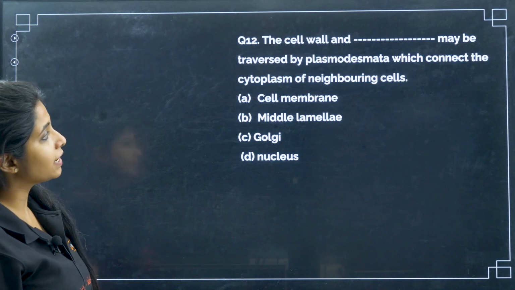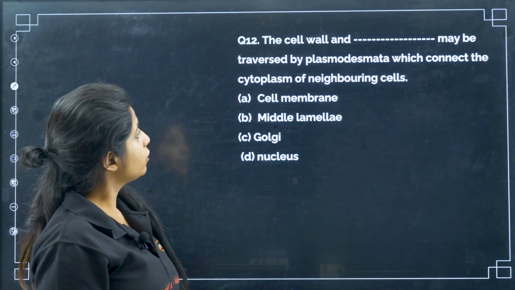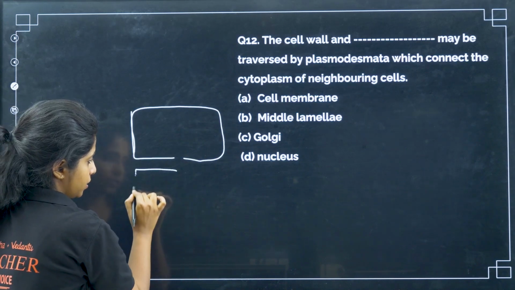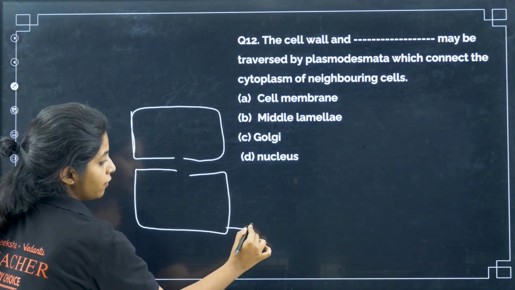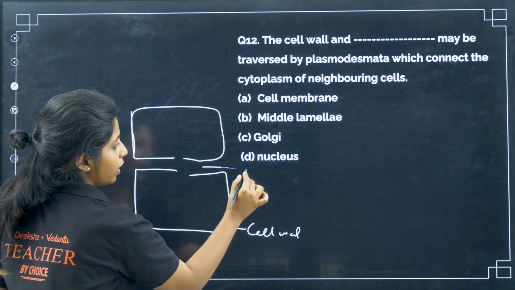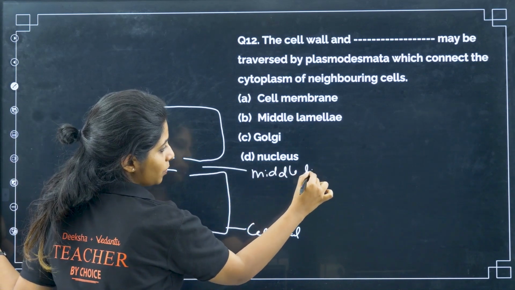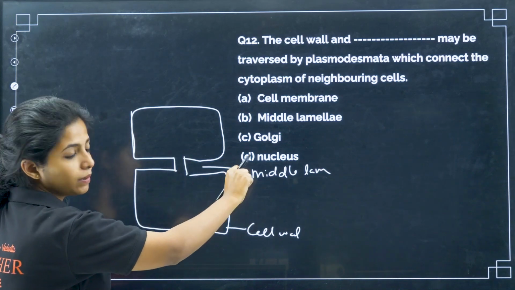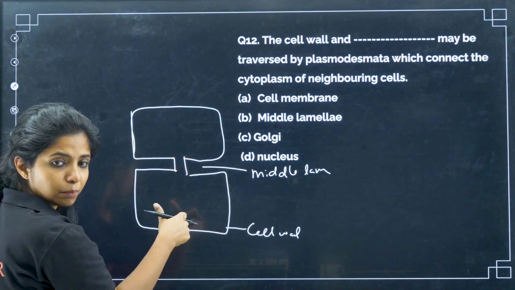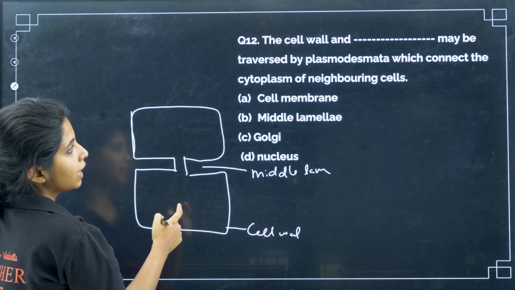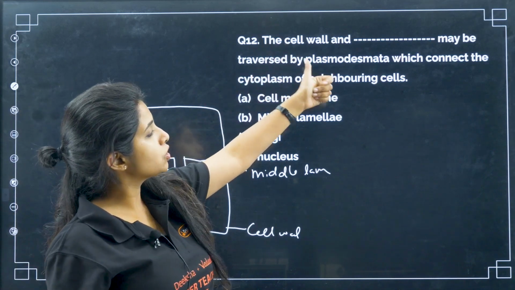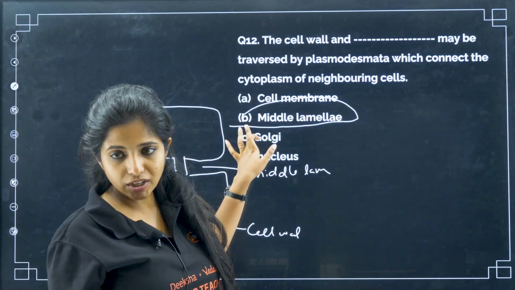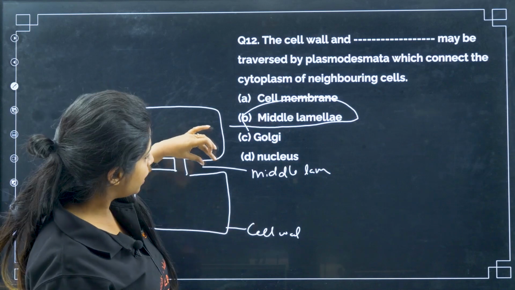Next, the cell wall and dash may be traversed by plasmodesmata which connects cytoplasm of the neighboring cell. So what happens, suppose this is a cell and this is a cell. So the outermost layer that you have is cell wall for sure, and in between that what do you have? You have middle lamellae. So you have to make a pore like this. Don't you think this pore should be traversing the middle lamellae as well? Yes, it should be. So can I say the cell wall and dash may be traversed by plasmodesmata which connect the cytoplasm of neighboring cells? It can be middle lamellae. Yes, it's not cell membrane, it's not Golgi, it's not nucleus, it will be middle lamella.